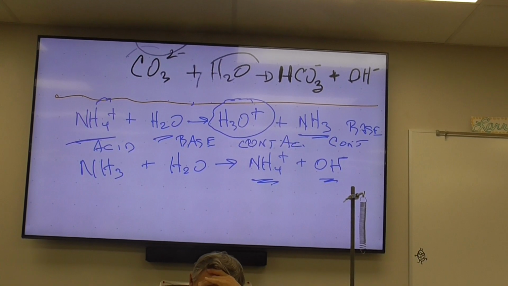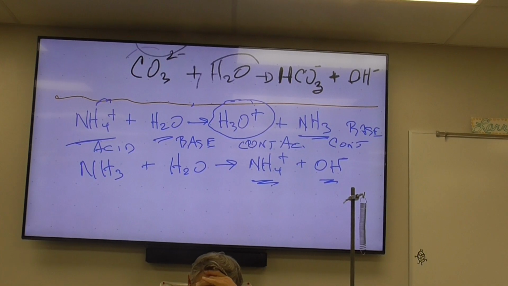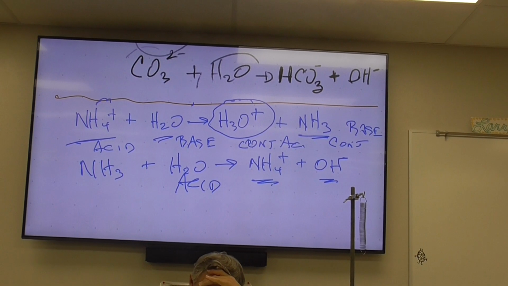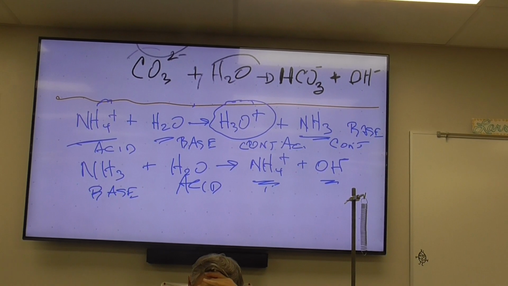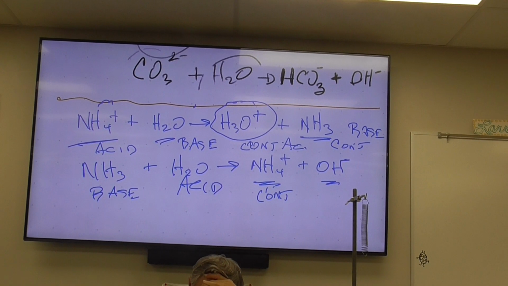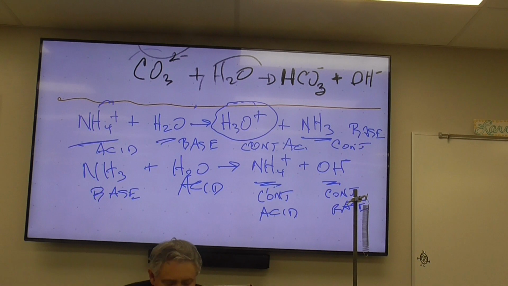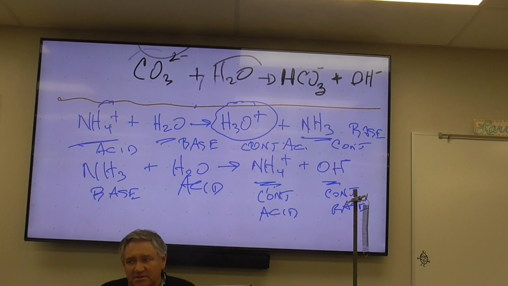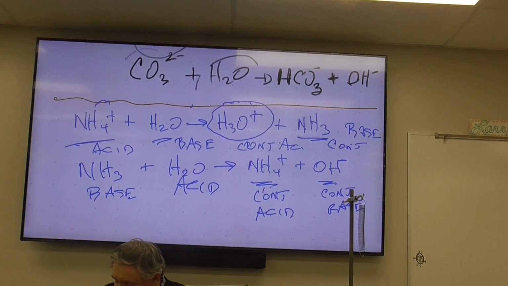So in this situation, is the water the acid or the base? Water here is the acid, the ammonia is the base. And so this is your conjugate acid, and that is your conjugate base. Okay? So this is a classic situation of water being amphoteric. It can act as an acid or it can act as a base, depending upon the situation.